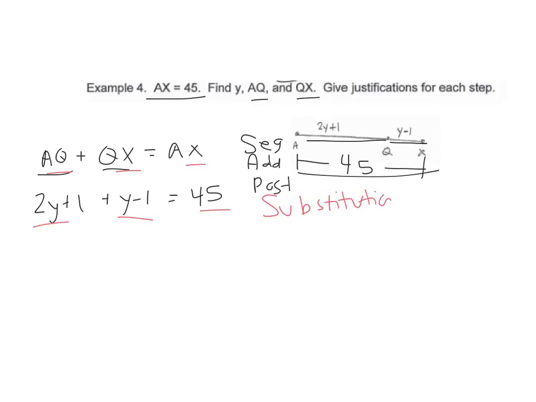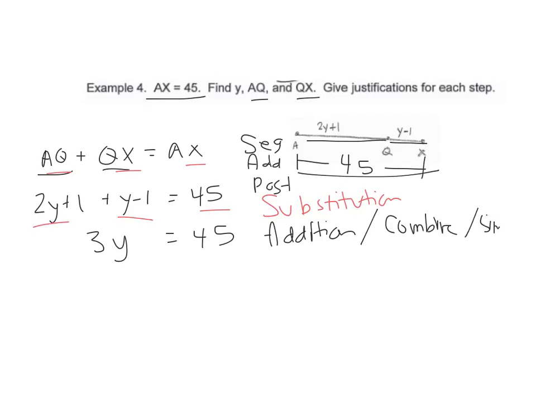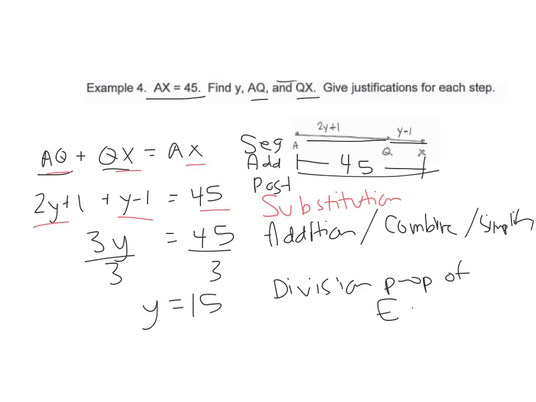And now I finish off the algebra part. So 2y plus 1 plus y minus 1 is 3y. What I did is addition: I combined like terms. It's not the addition property of equality because I'm not adding the same thing to each side. I'm just combining like terms. So you could write addition, combine like terms, or simplify, and I would take any one of those three. Then the next step is divide both sides by 3. So that's y equals 15, and that's called the division property of equality.